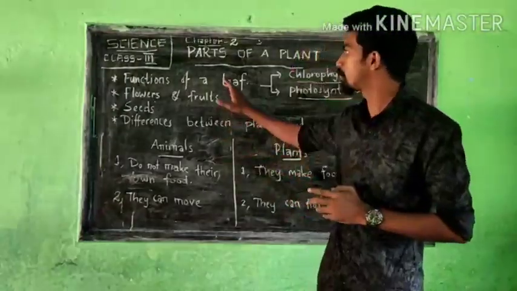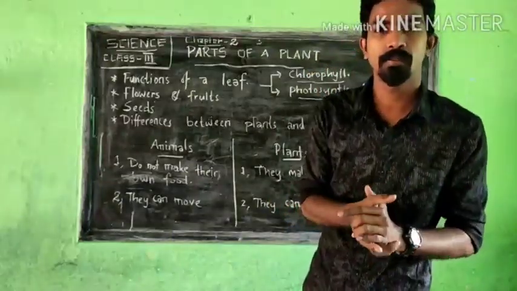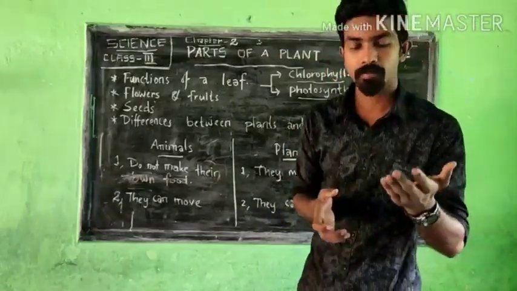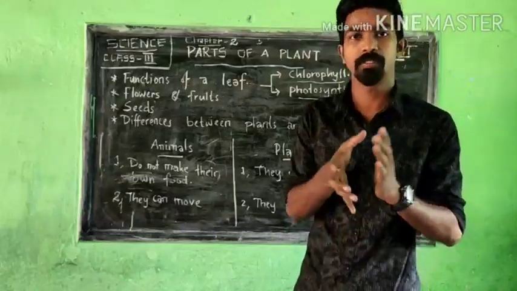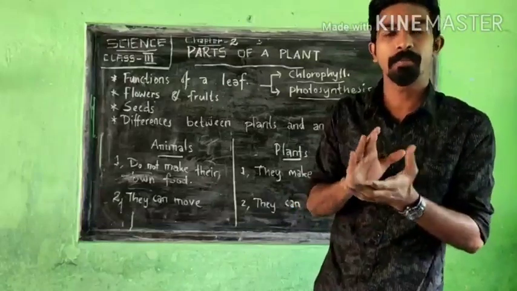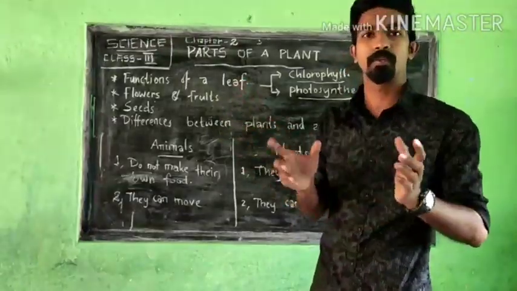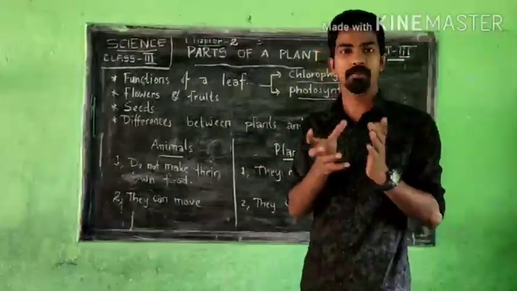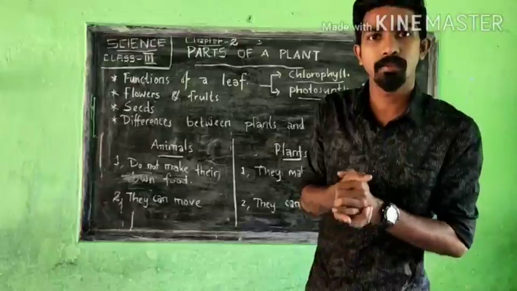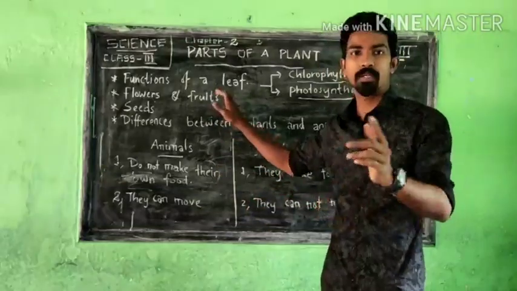With the first topic, that is functions of a leaf. I know that you already studied the different parts of a leaf, so keep that in your mind. Parts of a leaf means the broad outer portion which we are seeing, that is called the lamina. Mainly in a plant, the leaf is called the kitchen of the plant. The food-making process of the plant is happening in leaves. Leaves make food and it is stored in different parts of the plant body. So the functions of a leaf are important.